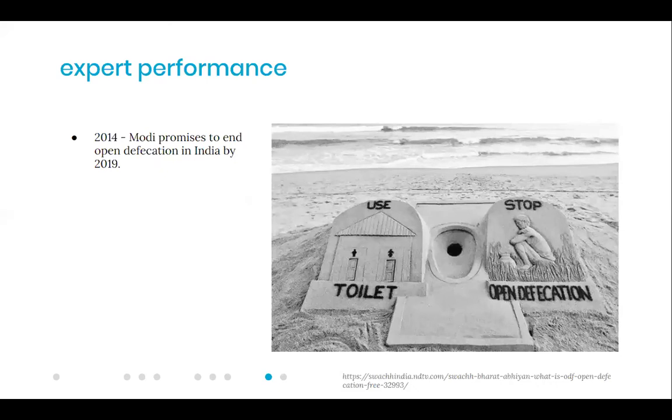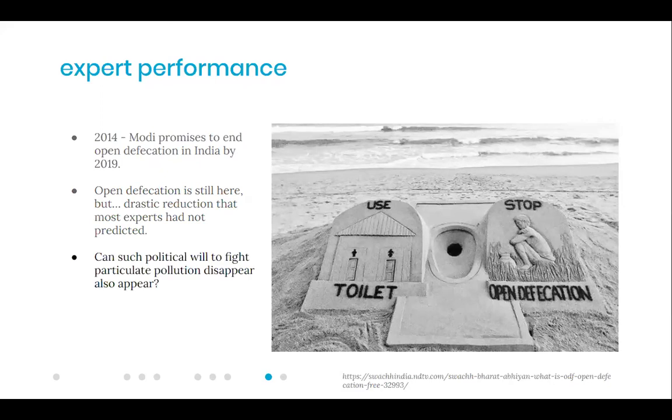So he gives us another example of when the 2014 Modi government came into power. He promised that open defecation would be eliminated from India by 2019, which obviously did not happen, and we still have open defecation in India today. But the thing that surprised most experts and their predictions was that there was a drastic reduction in open defecation, which well exceeded most projections. So he asked whether such political will can emerge at some point to fight India's air pollution.